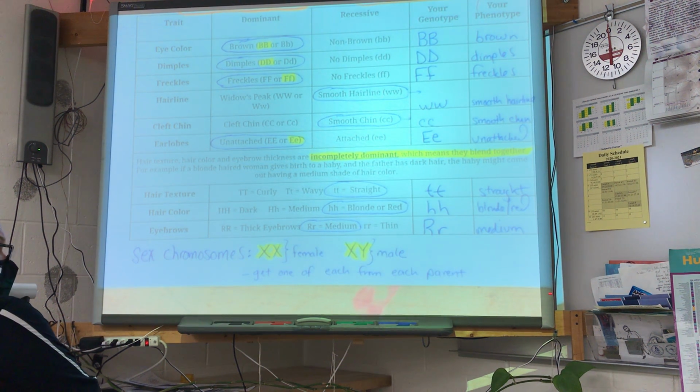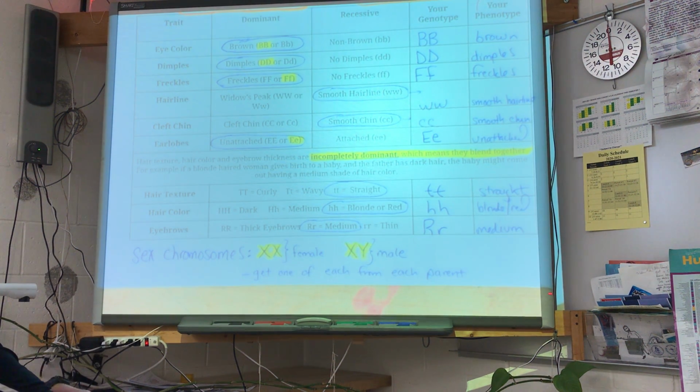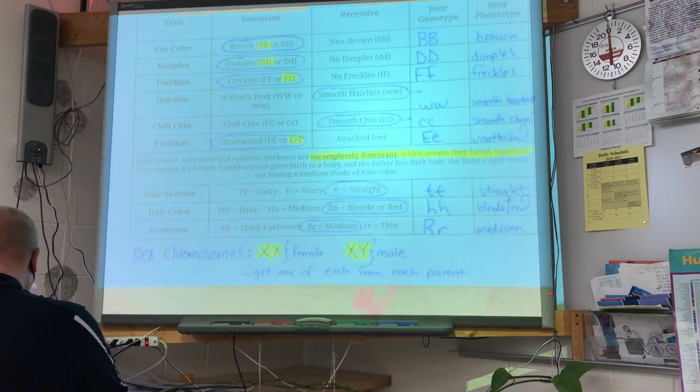And in our class setting, 1, 2, 3, 4, 5, 6, 7, 8, 1, 2, 3, 4. So eight. So we are not quite 50-50 statistically in this classroom right here. But when we look at national averages or world averages, it's pretty darn close. It's like 49%, I think, is when we looked it up. So it's pretty close.